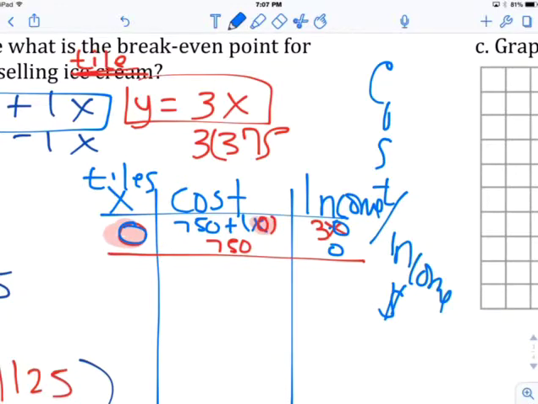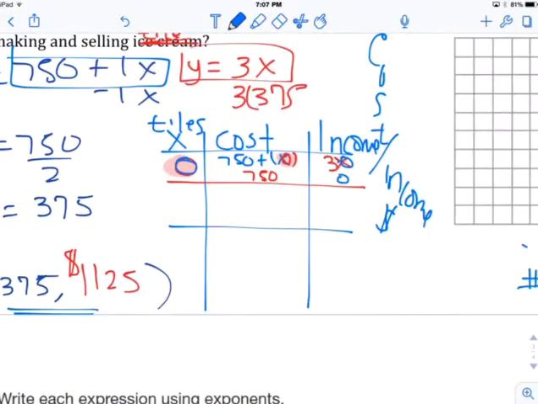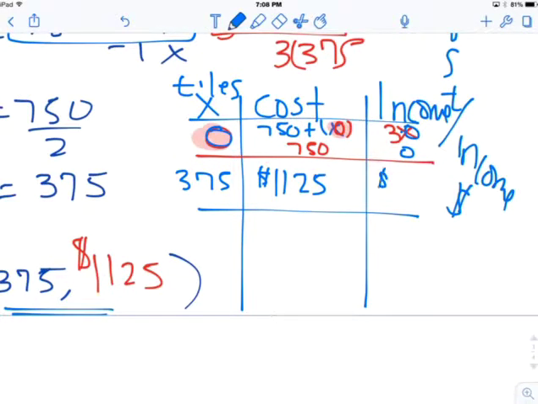Make sense? Okay. So the next one you would choose is the break-even point, this point, 375 tiles. It's going to cost you $1,125. The income you're going to make is another $1,125. You're going to make that much, but it costs you this much. Basically, profit is 0 at that point. Okay, if you had to explain it.